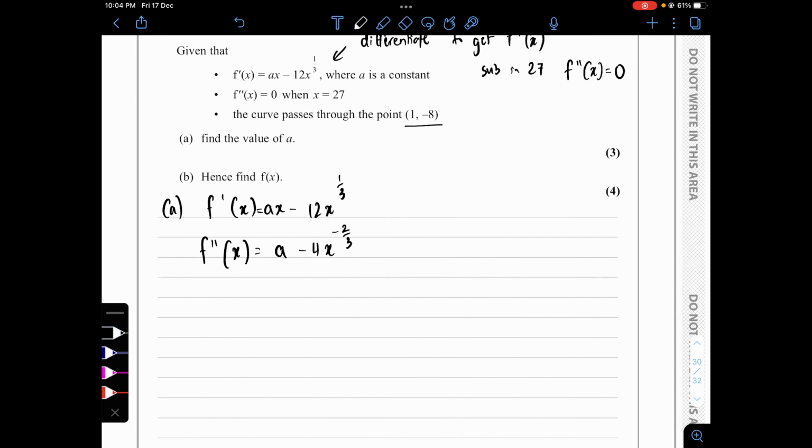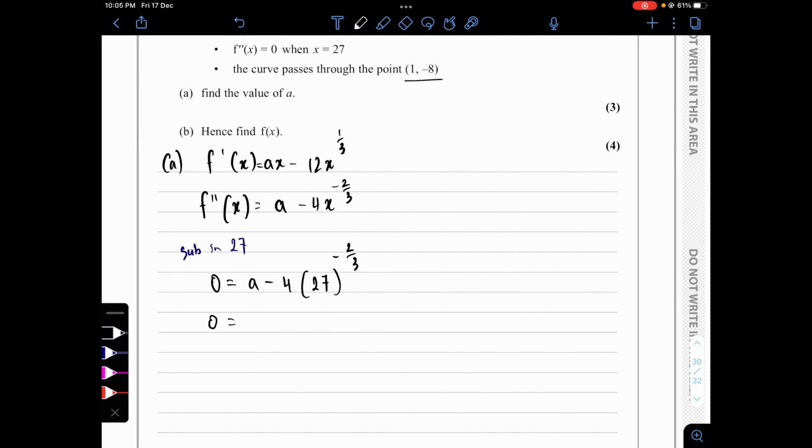We know this is equal to when you add 27. So now we're going to sub in 27. So this will now be 0 equals a minus 4 times 27 to the power of minus 2 over 3. So 0 equals a minus 4 over 9. So a equals 4 over 9. So that's our a value, right? So this is 4 over 9. This is our solution for part A.